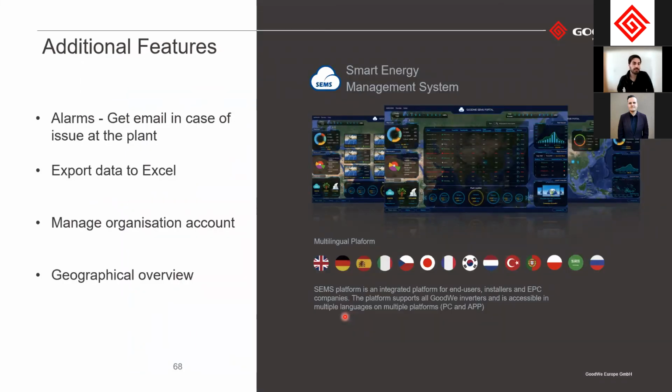Some other features: you can have an overview of your lobby, for example, and you can also export data to Excel. Maybe one of the most important functions is the alarm function. You can get an email or ping in case there's an issue with any of your installed plants, and then you can know about it even before the end user knows it.